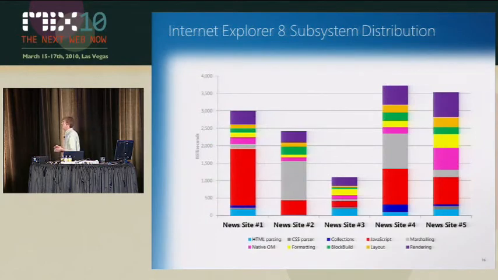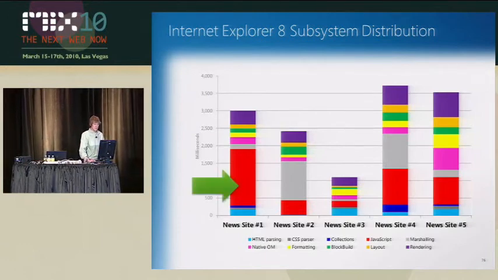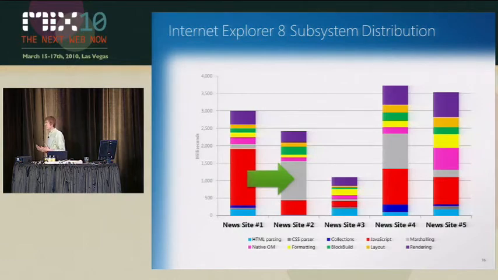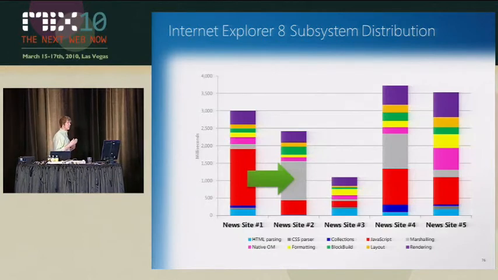Now, I wanted to come back to the chart that we looked at earlier, the subsystem distribution across these top 5 sites. And I wanted to call out a couple of things. The first is that site number 1 didn't follow many of the best practices that we talked about for JavaScript. They bring down a whole bunch of JavaScript, which is never executed. It can never even possibly be used in the page. Site number 2 doesn't follow the best practices that we talked about for the DOM or for marshalling itself. They actually cross that marshalling tier a lot, and that really increases the time it takes to load the page.